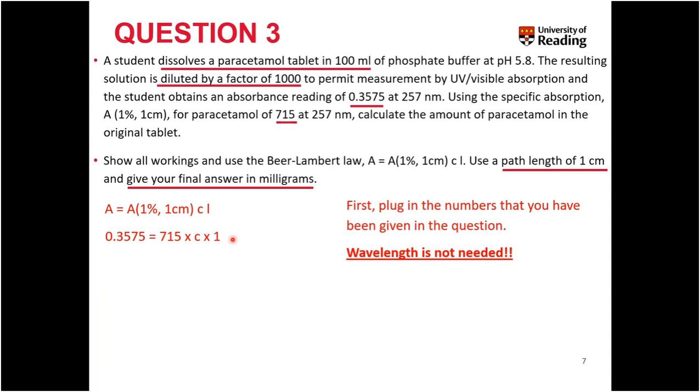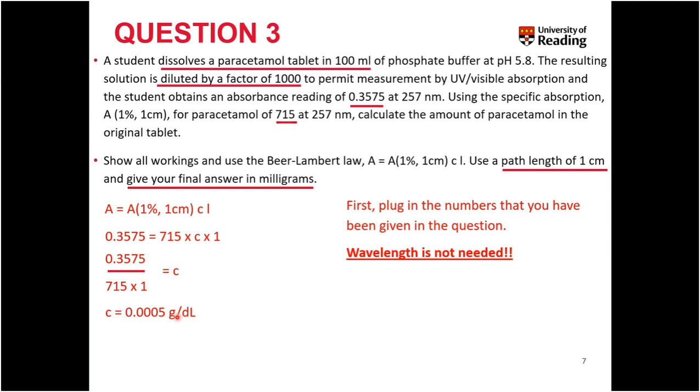Now the next step is to rearrange the equation to make C the subject. And to do this, we need to divide both sides by 715 times by 1. And when we do this, we get this equation. So 0.3575 divided by 715 times by 1 is equal to the concentration. Now if we solve this, we get a value of 0.0005 grams per deciliter, or grams per 100 ml.